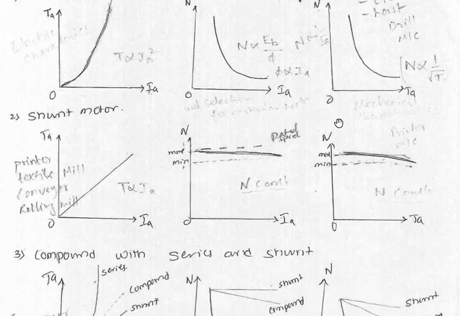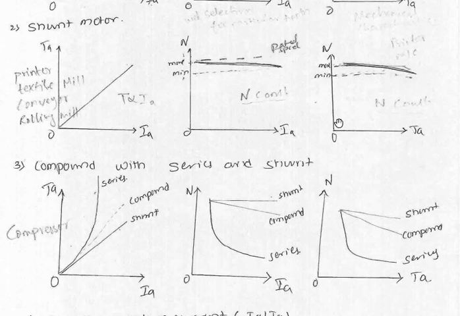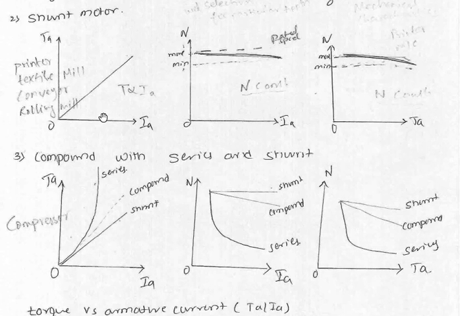Next one, in case of a shunt motor, what is the relation between the torque and the armature current? The torque is directly proportional to Ia, meaning it is a linear relationship. It is in the y is equal to mx form. We will find the torque will linearly increase as the armature current increases.